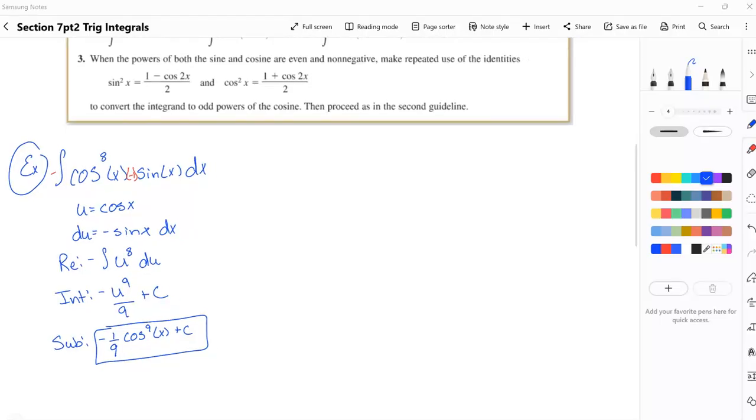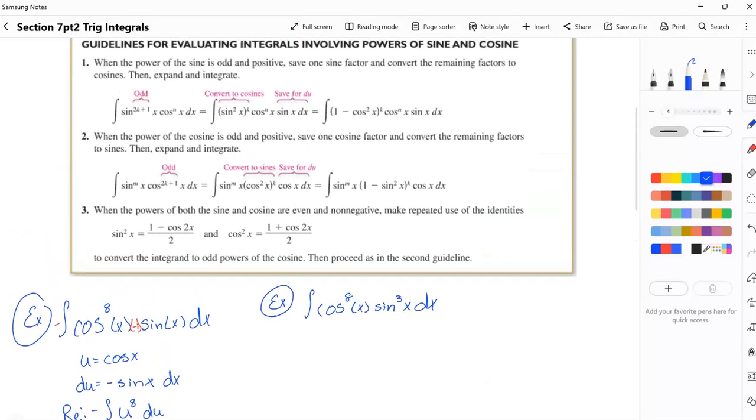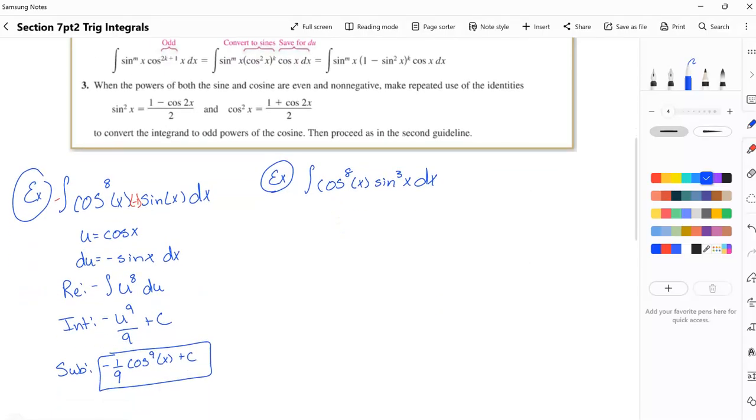Now let's say we change that problem slightly and we're integrating cosine to the 8th of x, but now instead of just 1 sine, maybe we have a sine cubed. So we have an odd number of sines here. So you can see how we're going to rewrite that sine cubed. We could think about it as a sine squared times sine. So let me write that.